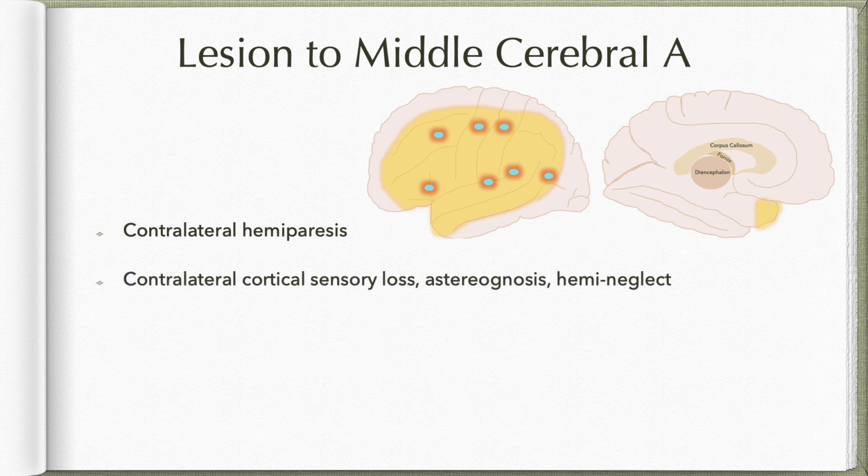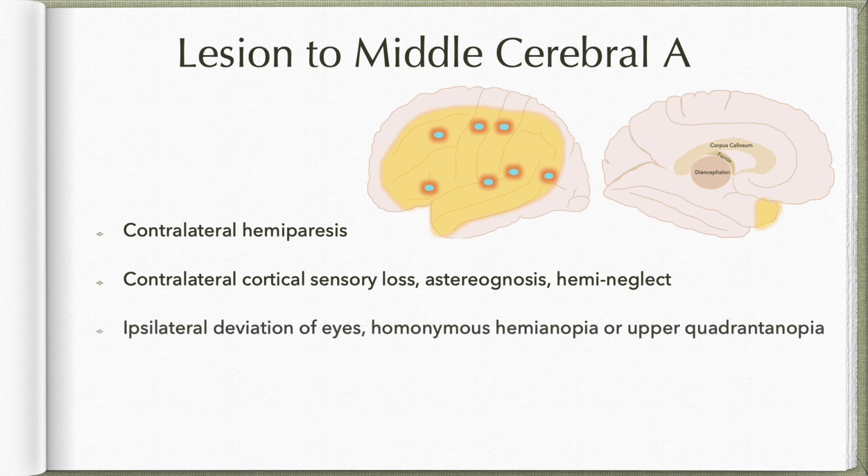Similarly, there is contralateral cortical sensory loss, astereognosis and hemineglect because of the involvement of the superior and inferior parietal lobules. Then there is ipsilateral deviation of the eyes, because of the involvement of the frontal eye field of that side. We have talked about the frontal eye field earlier. It is involved in contralateral voluntary saccade. When that area is involved, the opposite frontal eye field will take over.